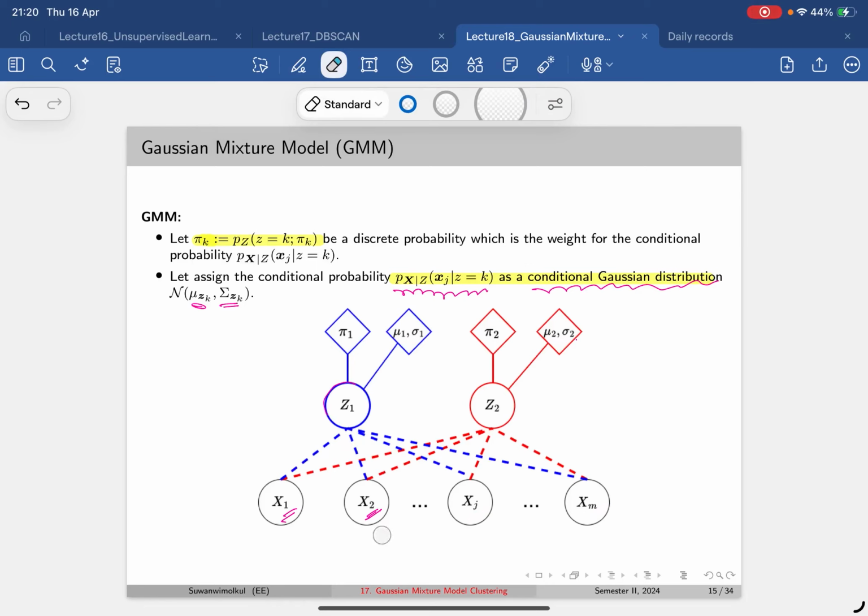So there is some kind of specification towards the probability, the model parameters of the Gaussian distribution. And that is related to which cluster that x belongs to.